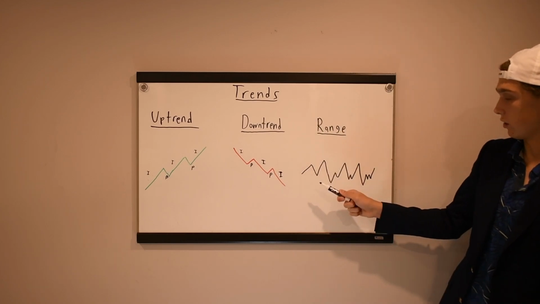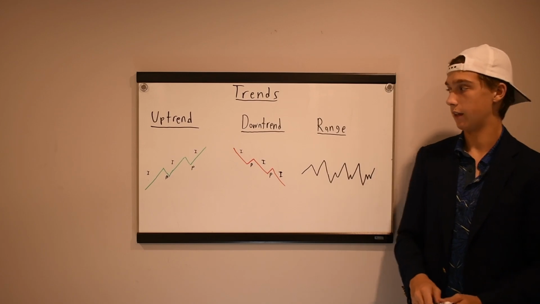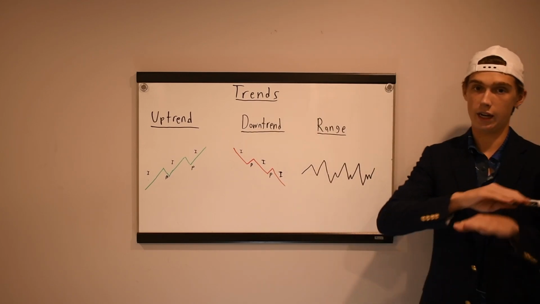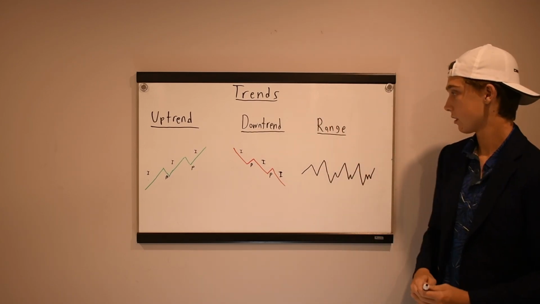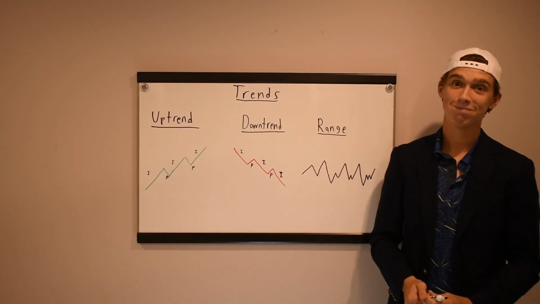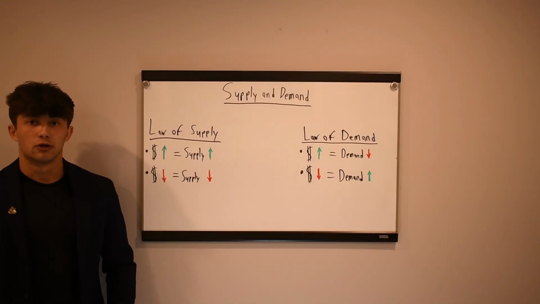And finally, we have range, which just means that the market is moving sideways and that there's no real uptrend or downtrend. It's just kind of going in the middle. So now we'll be going into supply and demand, which is really important because it drives all price movement.